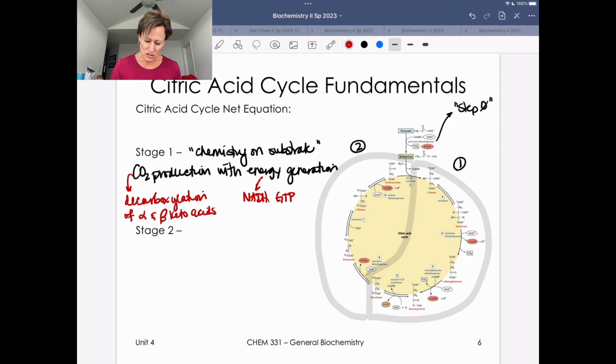And just to give a preview of where we're going to see these different things, alpha keto acids are going to be pyruvate and then alpha ketoglutarate. So we're going to revisit those in a minute. And then the beta keto acid is going to be isocitrate. And as we'll see in a minute, isocitrate is not a beta keto acid, but we are one redox step away from making it into a beta keto acid. So that's stage 1. So what we're going to see over these 5 steps is the production of CO2 and the production of energy as NADH and GTP.